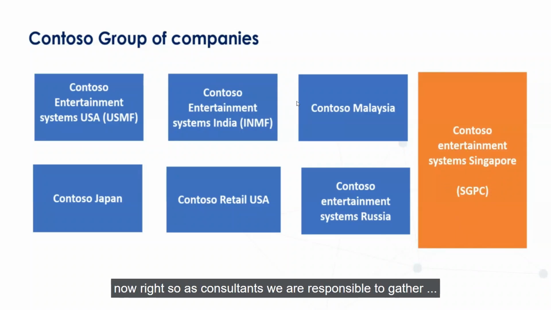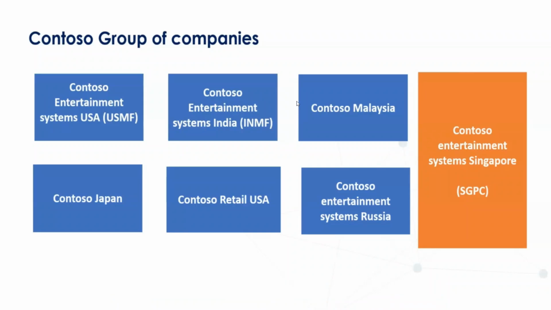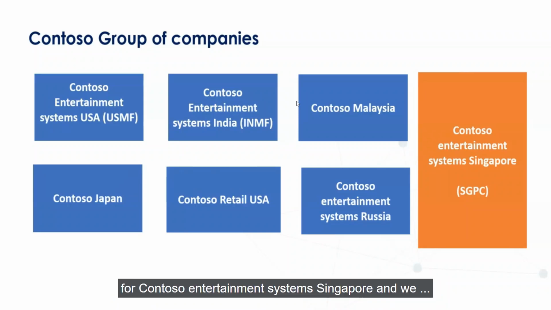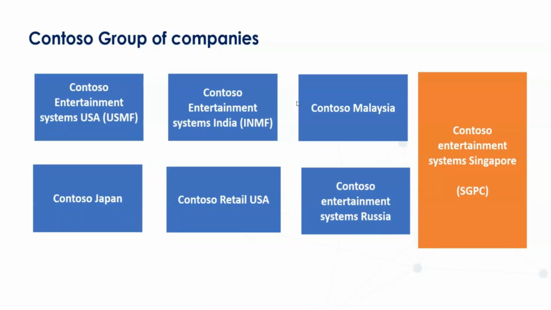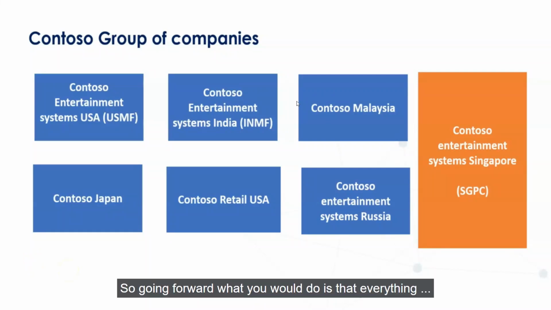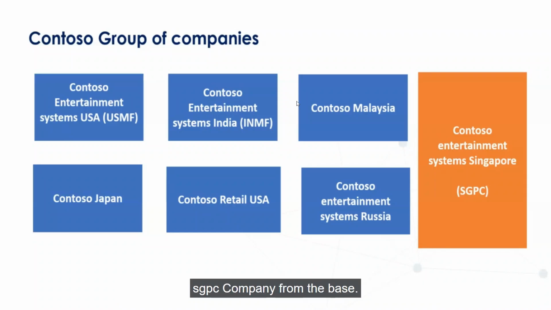As consultants, we are responsible for gathering the requirements for Contoso Entertainment Systems Singapore, and we will have to build a new legal entity for them from scratch. So let us see how we create a new legal entity for Contoso Entertainment Systems Singapore, and I'm giving a 4-letter code for this company, that is SGPC. Going forward, everything that you learn, you will first learn in the Contoso United States company, that is USMF, and you will configure that in the SGPC company as well. With that, you're building the SGPC company from the base.